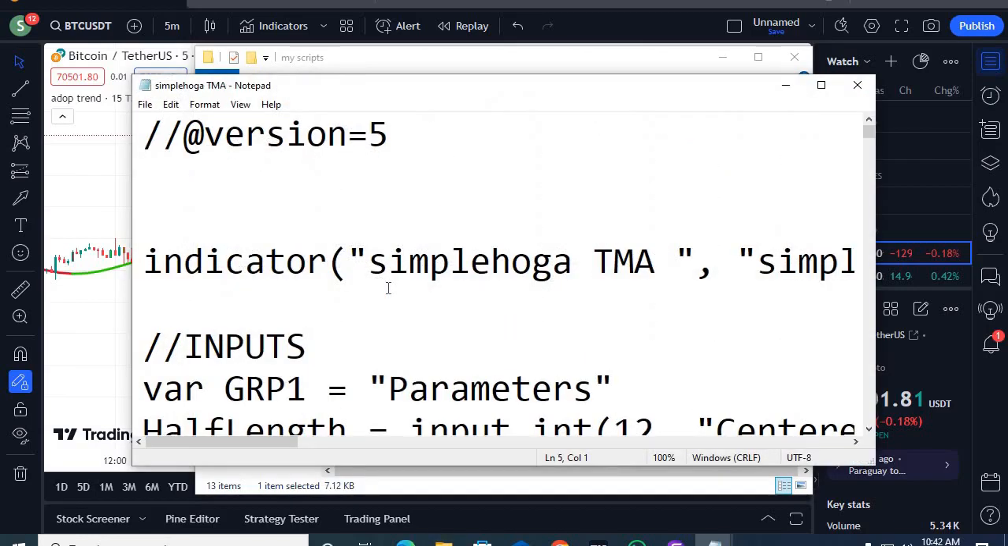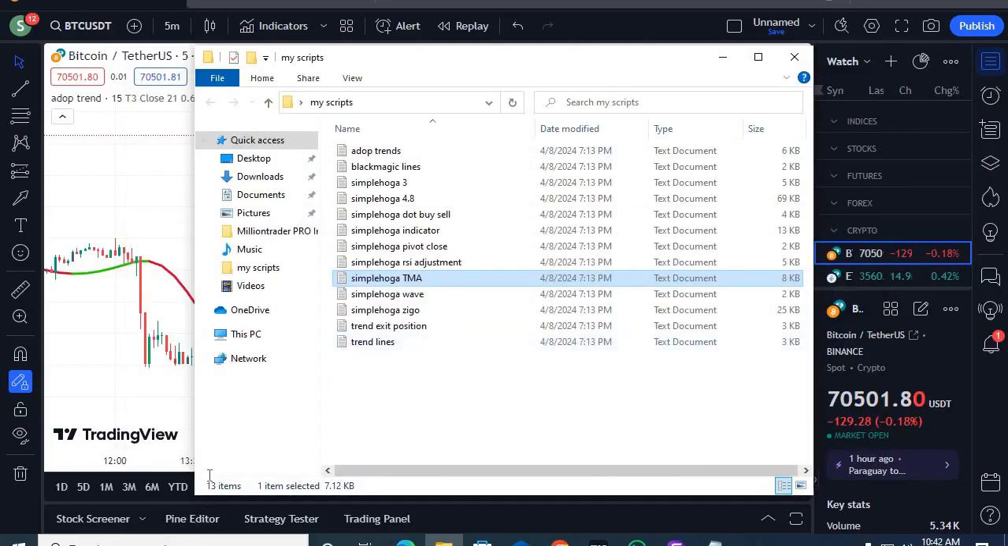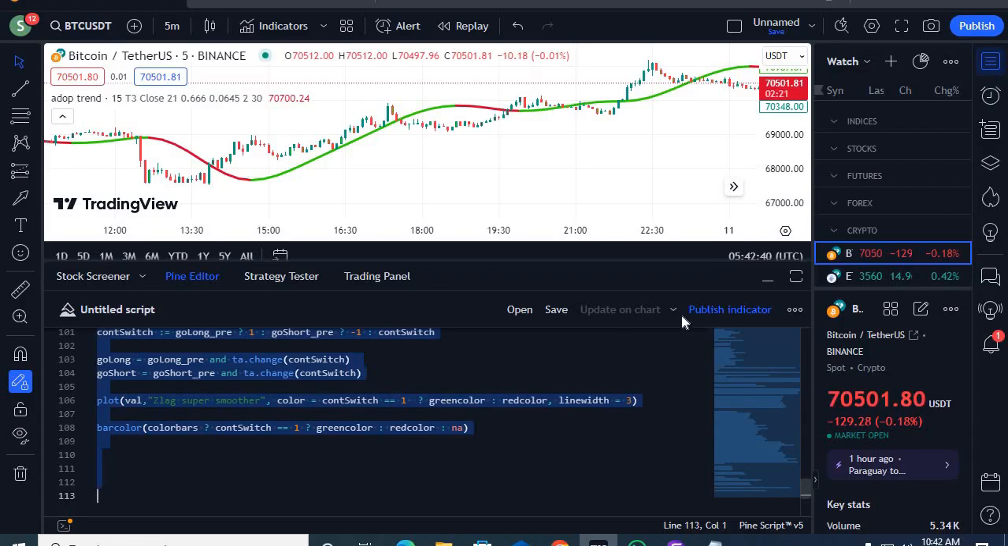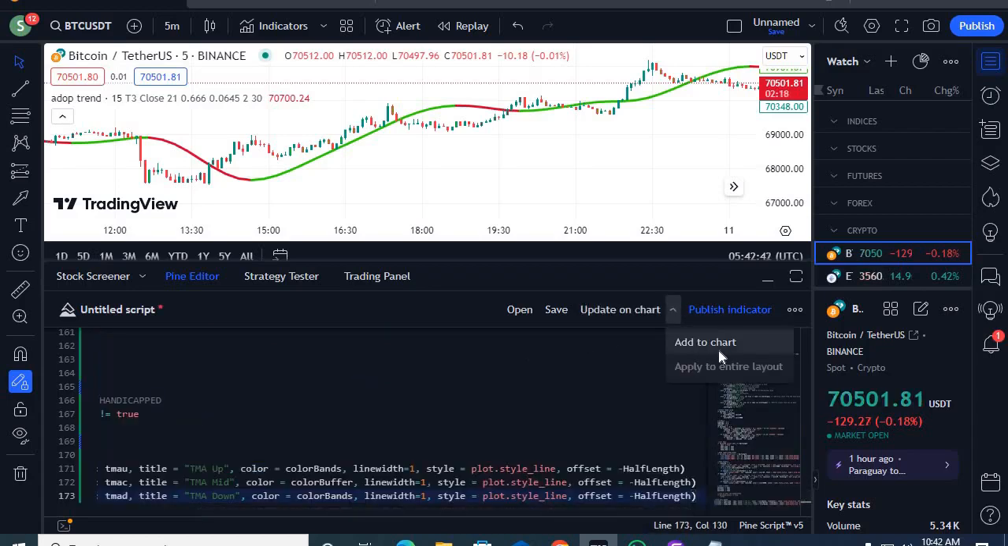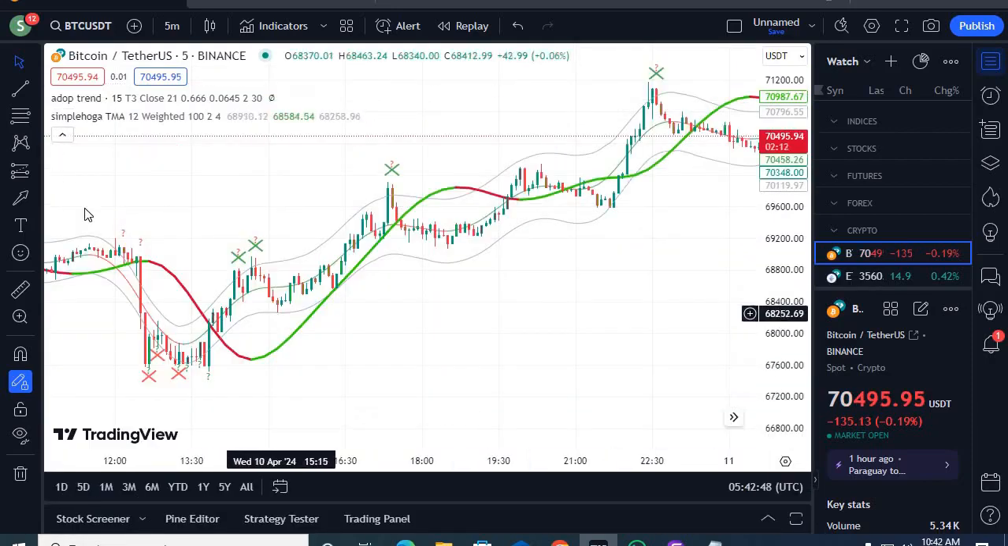Go, and you need to copy the code again, go to your Pine Editor again. Here you need to paste your code, and then here is the option to Add to chart. Then it's compiling, and now it's done. In BTC you will see exactly zero fake signals, and also in Bank Nifty and some stocks. So let's start the video, and see how you can go for the buy trade and sell trade.